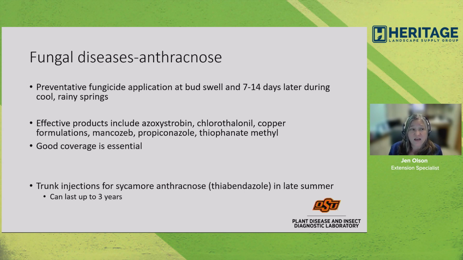If it's a contact product, you got to get good coverage. Something systemic like a myclobutanol, propiconazole, you don't need as good of a coverage, but we're more likely to see resistance. So if you're going to make a second application, you may want to use something in a different fungicide class. For some of the anthracnose diseases, we do have injections that are labeled.